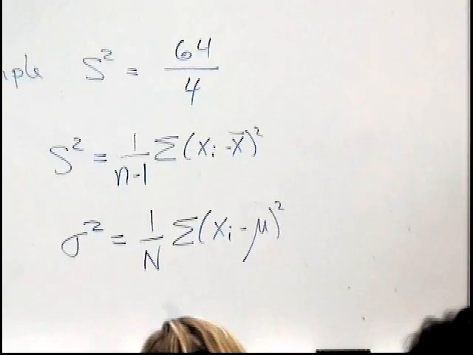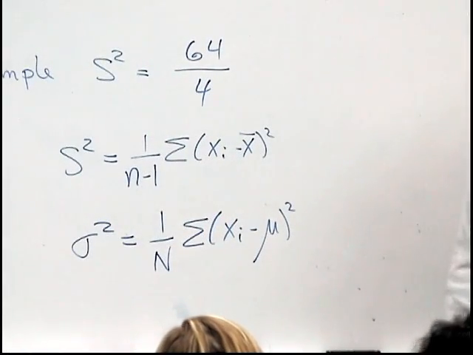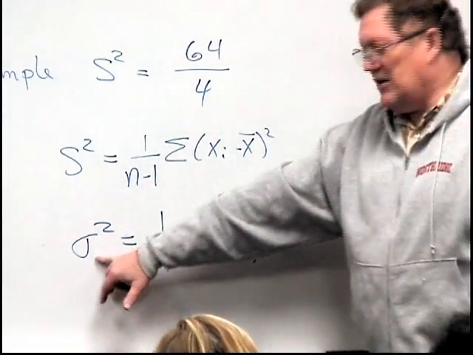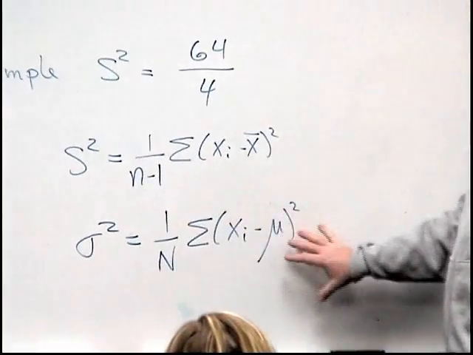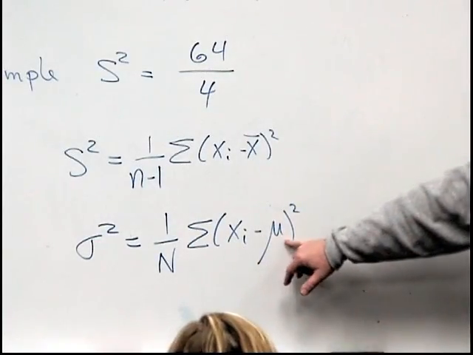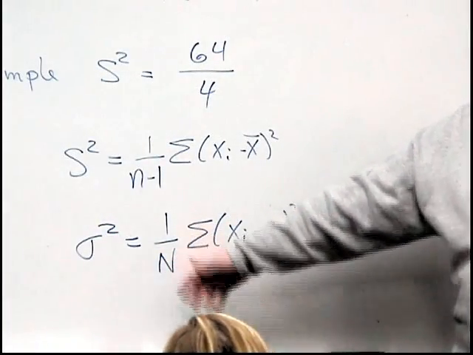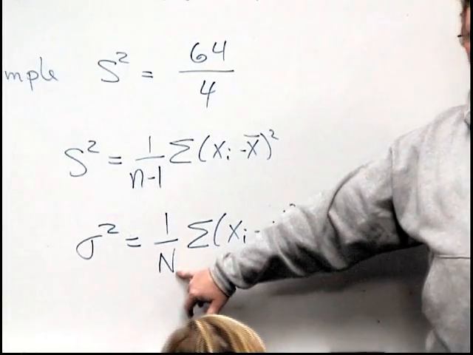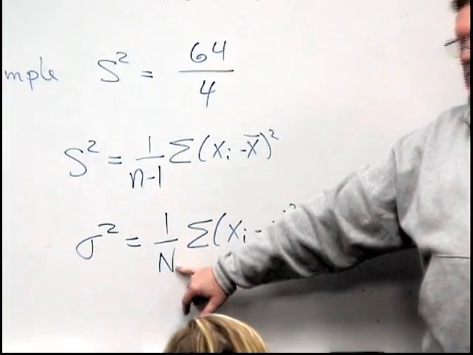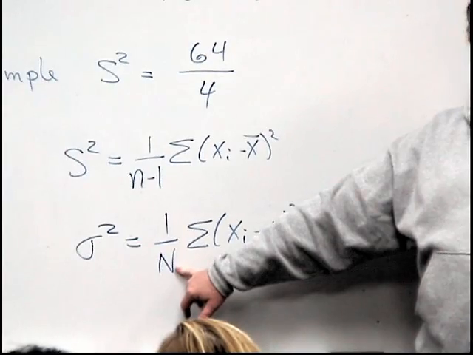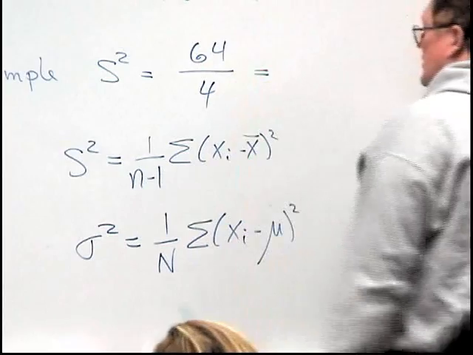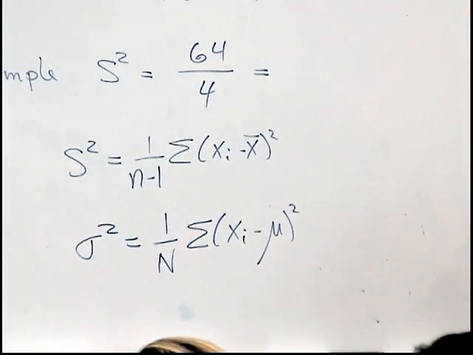The population variance, sigma squared. You find deviations from the mean, square them, add them up, but now we divide by 5, the population size. So what's the difference? If it's a population, you divide by n. If it's a sample, you divide by n minus 1. So 64 divided by 4 is 16.